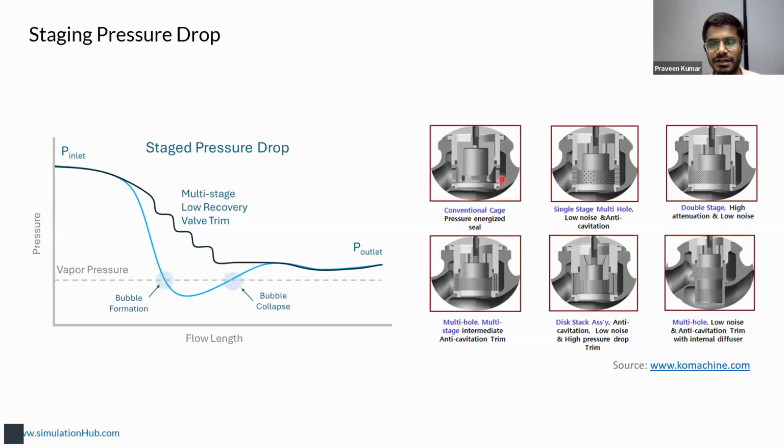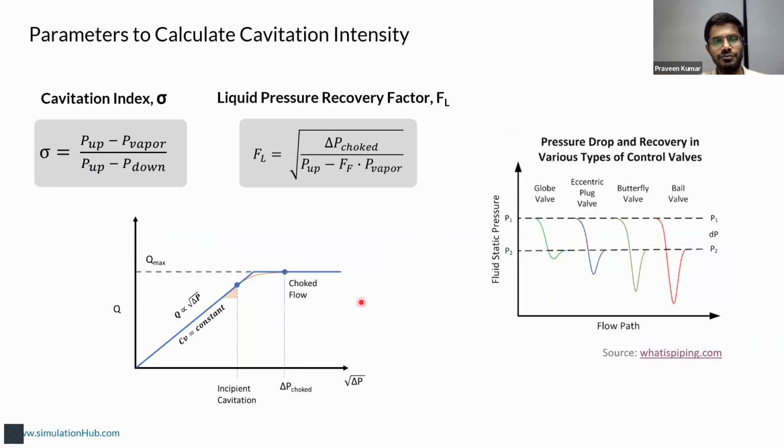So how is it achieved? There are multiple designs available, using a single cage, single stage multi-hole, and multi-stage multi-hole. All these sorts of designs are available and generally followed. And then they keep on optimizing these designs to achieve both flow capacity as well as avoiding minimum pressure. Okay, so now we have discussed cavitation and cavitation in valves.